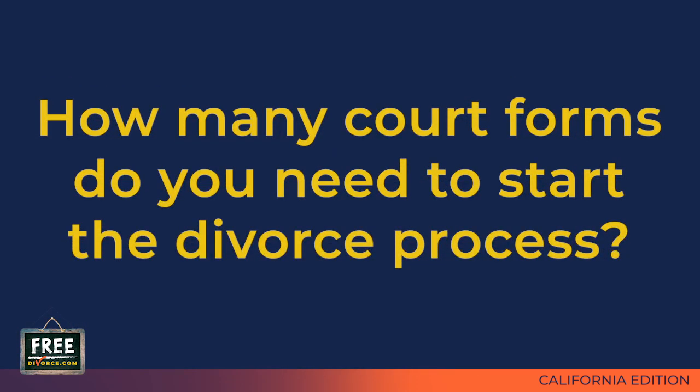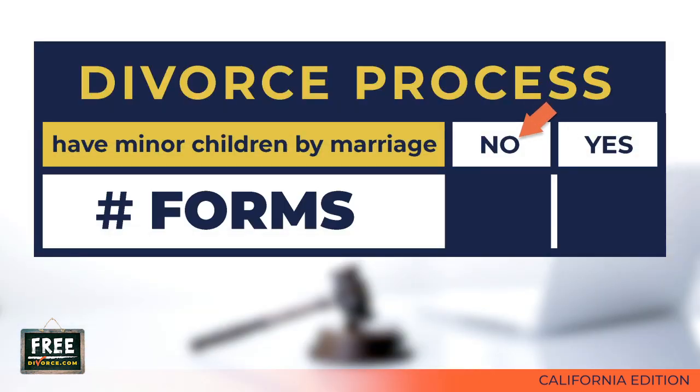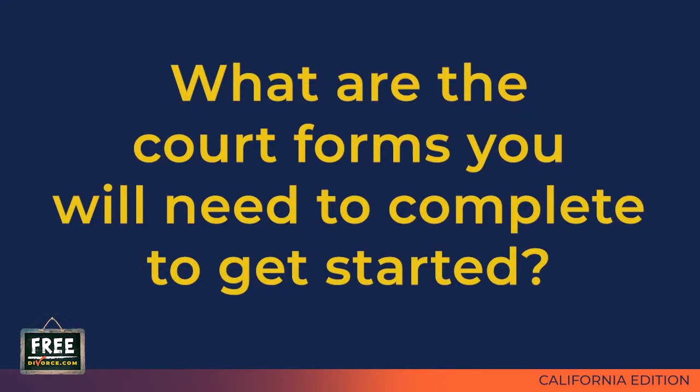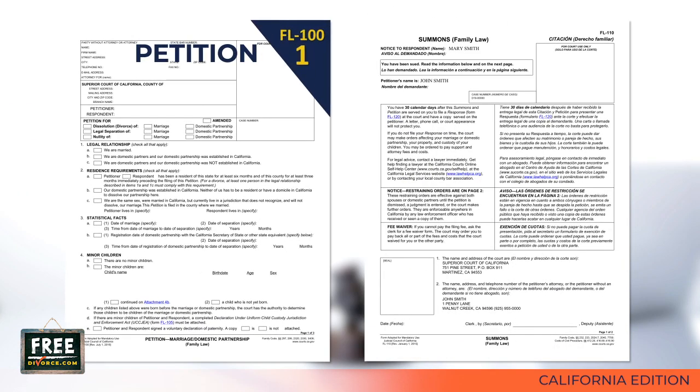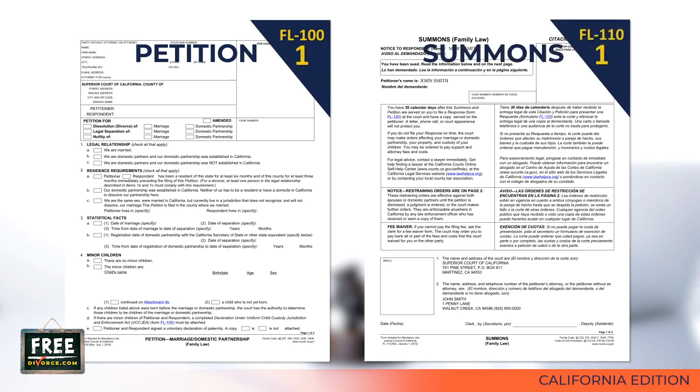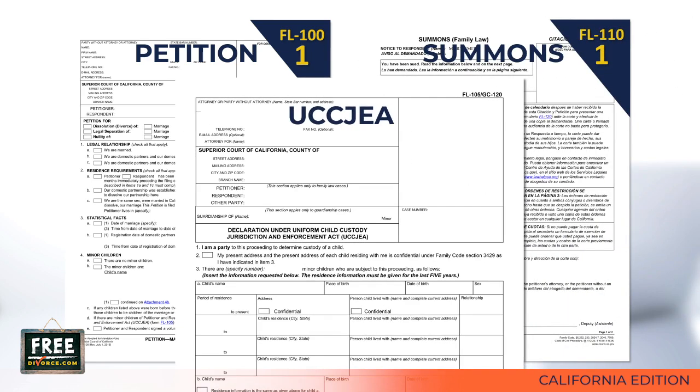How many court forms do you need to start the divorce process? It depends. If you don't have minor children by your marriage, you need just 2 forms. If you have minor children, you will need to fill out a 3rd form. What are the court forms you will need to complete to get started? The 2 forms everyone needs to fill out to get started are the petition, which is FL 100, and the summons, which is FL 110. If you have minor children by your marriage, you will also need a 3rd form known as the UCCJEA, which is FL 105.